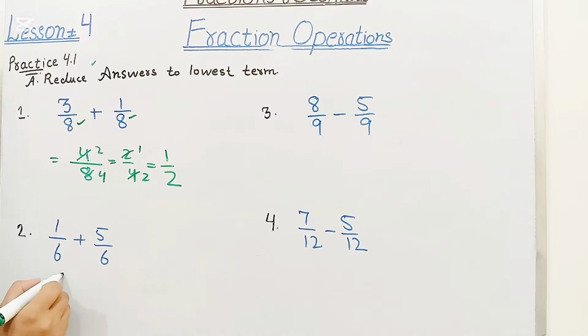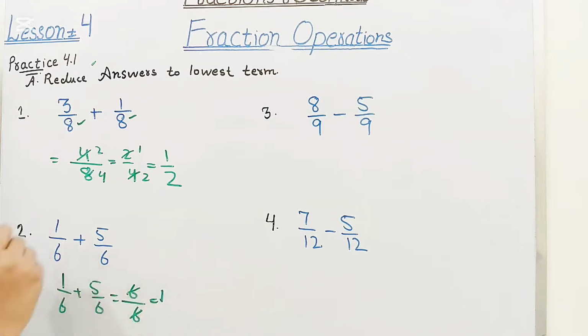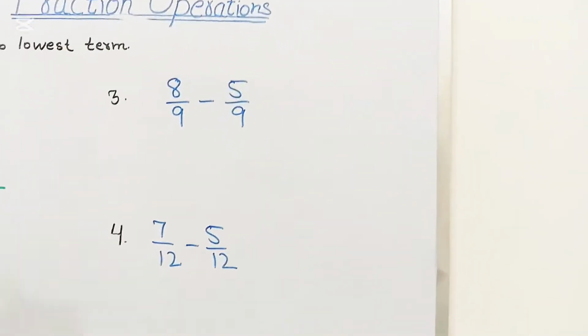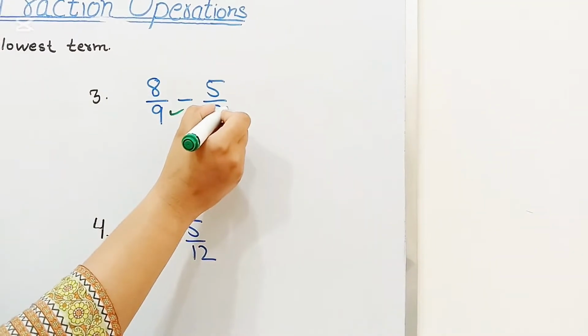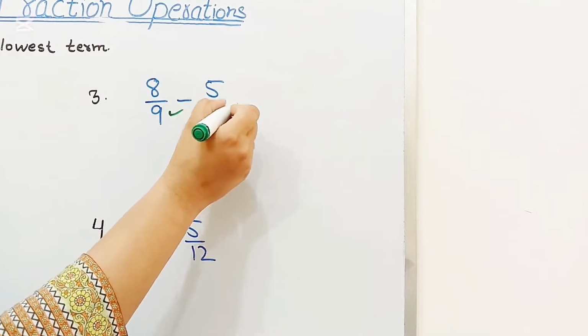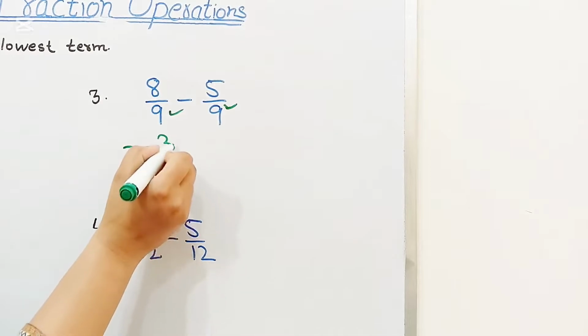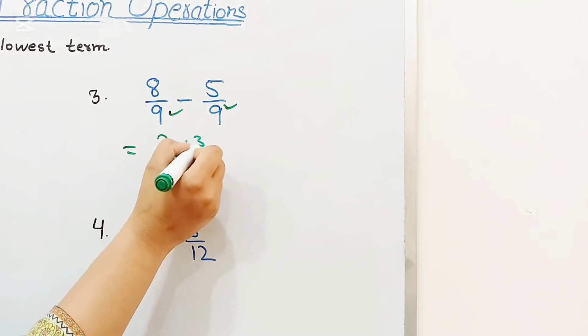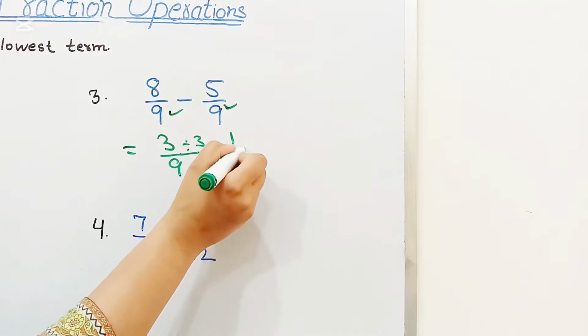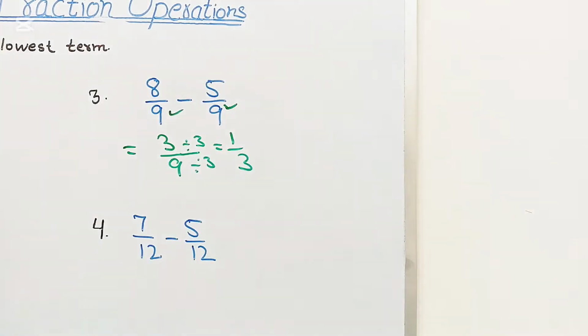Now next question. 1 by 6 plus 5 by 6. These denominators are the same. 6 by 6 is 1, the answer. Now question number 3, 8 by 9 minus 5 by 9. Their denominators are the same. So 8 minus 5 is equal to 3 by 9. When we divide both by 3, we get 1 over 3. My final answer is 1 over 3.